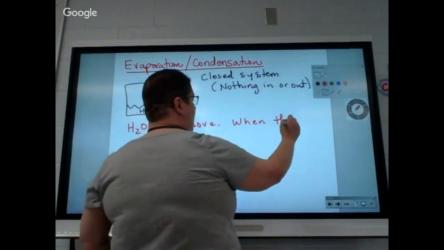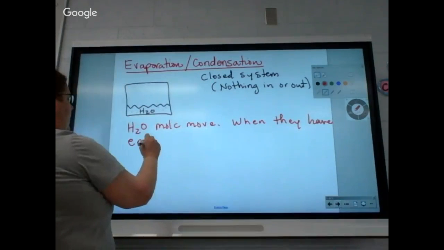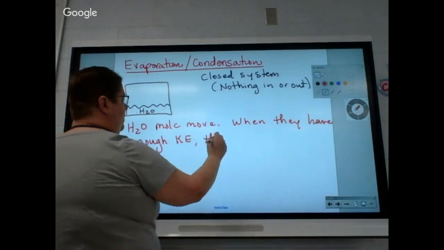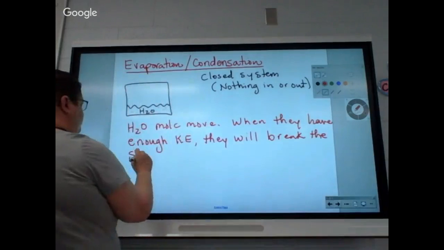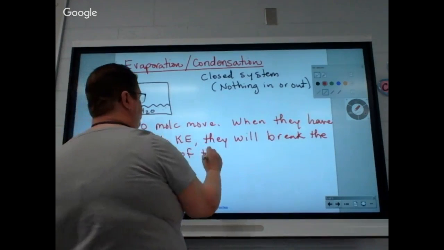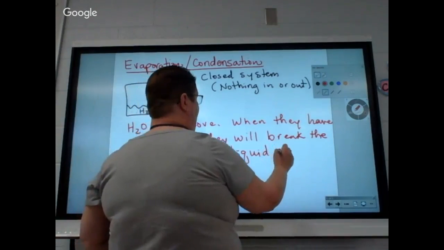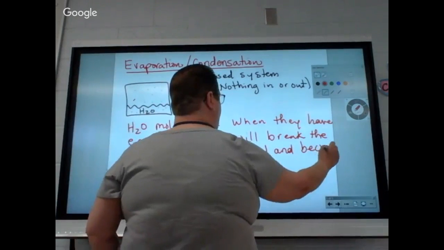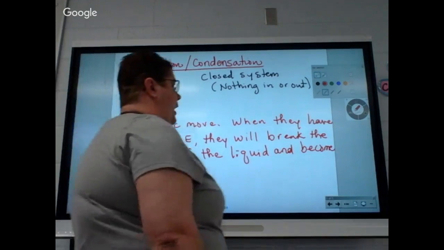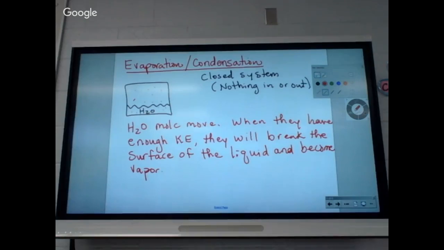When they have enough kinetic energy, they will break the surface of the liquid and become vapor. Now, if those particles break the surface of the liquid and become a vapor, what process have I just described? Try again. Yes. Evaporation.